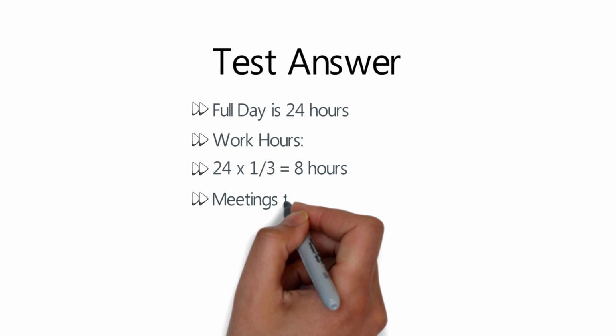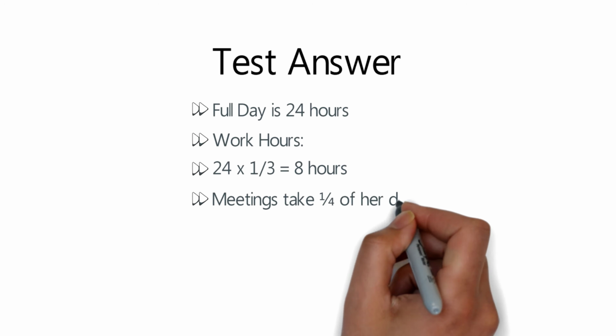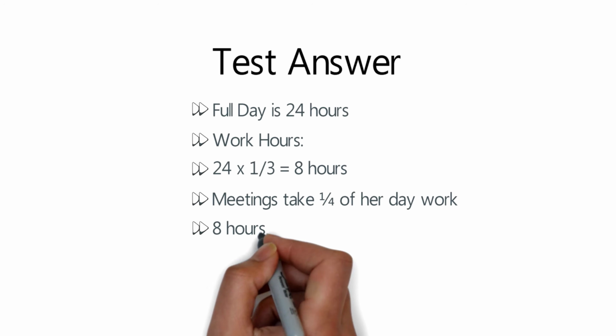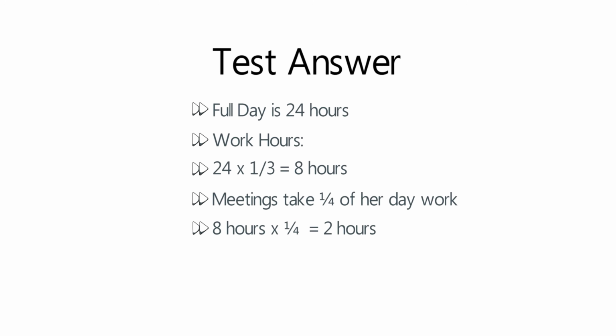Meetings take 1/4 of her workday. So to calculate how much time she spends in meetings, we need to multiply 8 hours by 1/4, and the result is 2 hours.